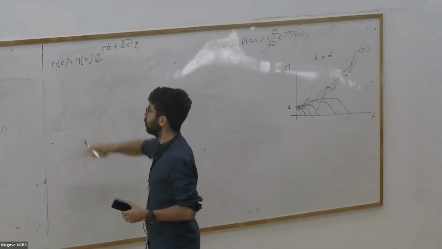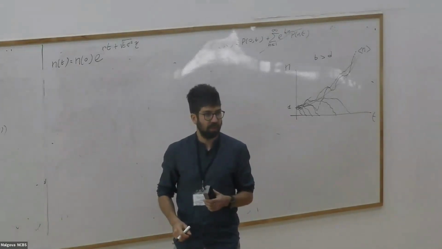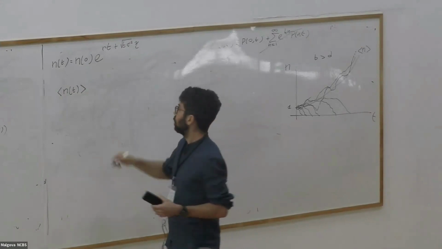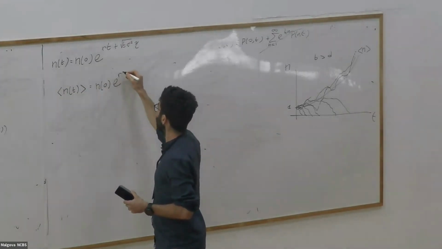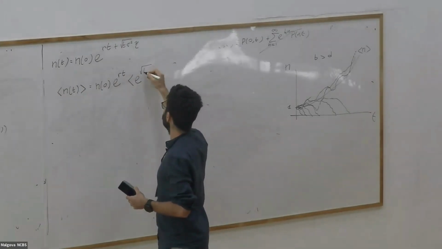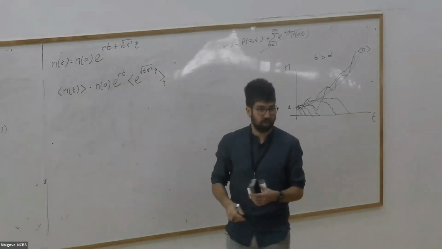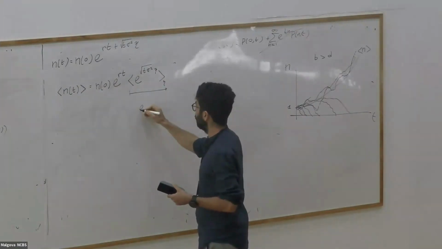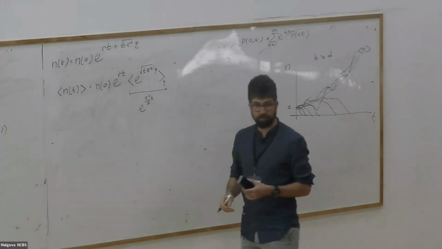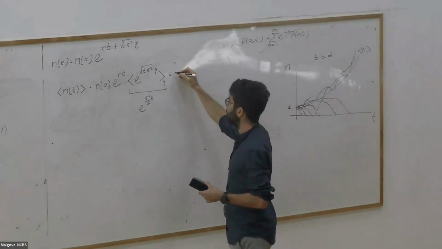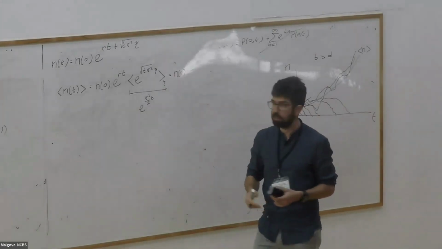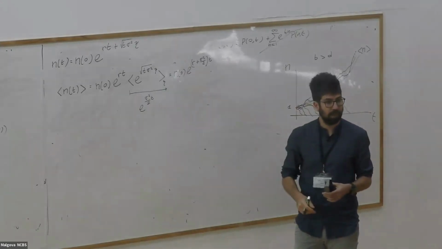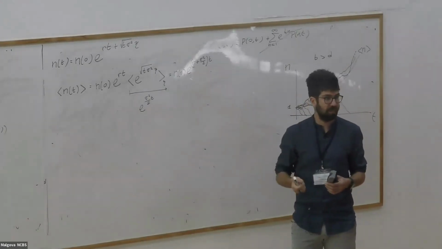Now I ask you, what is the average of this process? You take n of t average. You can write this as n0 e to the rt times the average of e to the square root of t sigma squared eta, with respect to eta, when eta is a Gaussian random variable. If you calculate this average, this term is equal to e to the sigma squared over 2 t. So the average number of individuals grows as e to the r plus sigma squared over 2 times t. So it grows with a growth rate which is r plus sigma squared over 2.